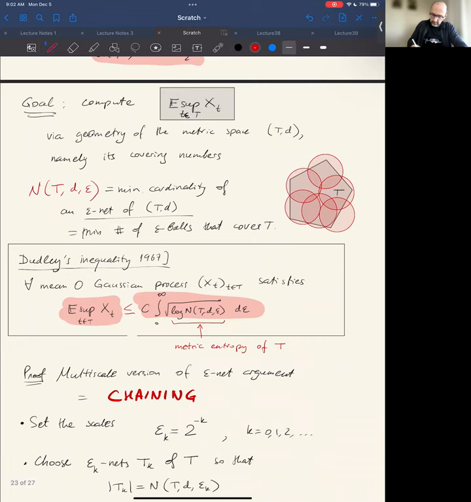is called generic chaining. Generic chaining is an upgrade to Dudley's inequality. It's a little complicated upgrade, but it's worth it. It's an upgrade to Dudley's inequality that gives an optimal result. It actually says that this geometry controls the process completely. This was developed by Talagrand in 1987 plus. So that's if you need something even sharper than that, but most of the time you probably won't.